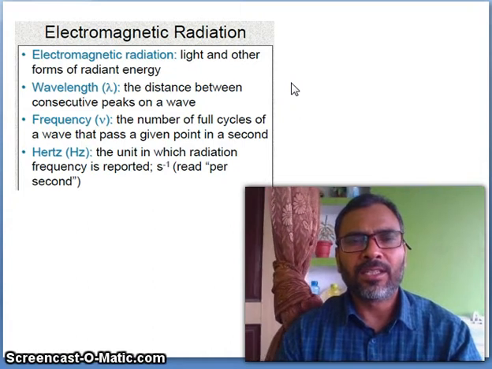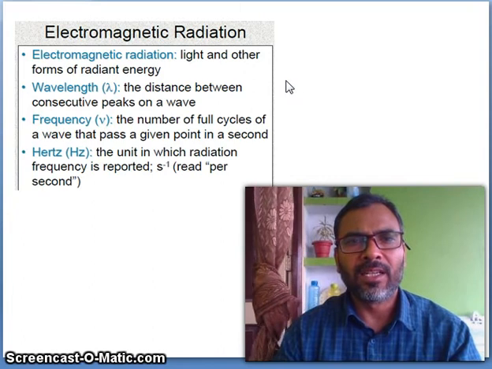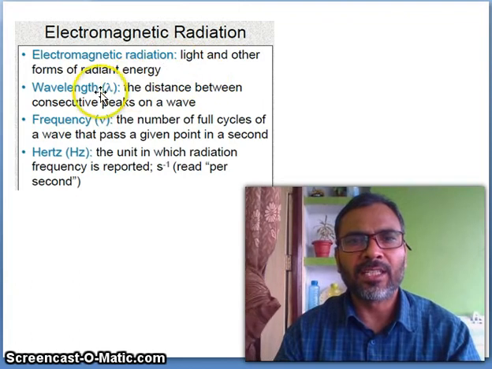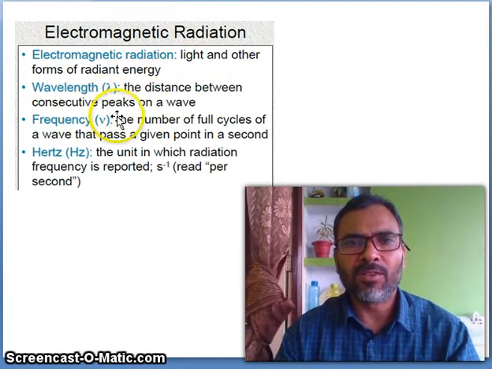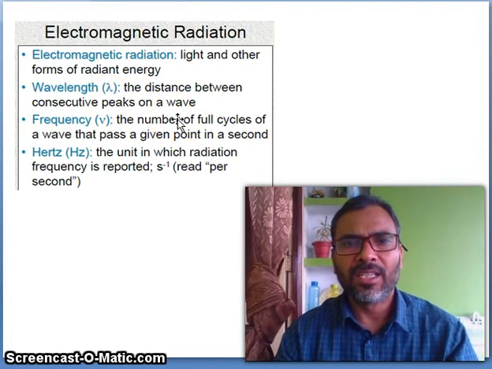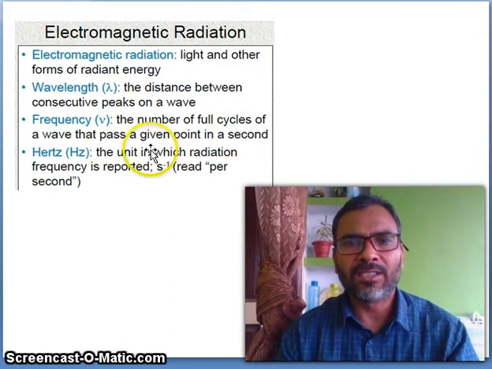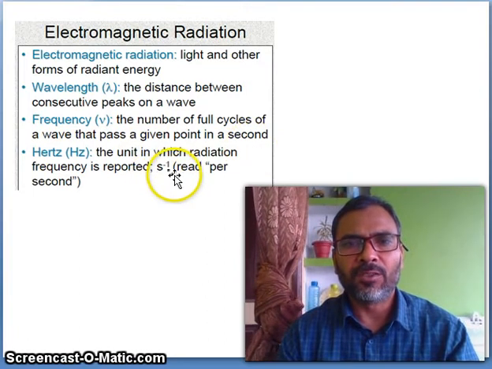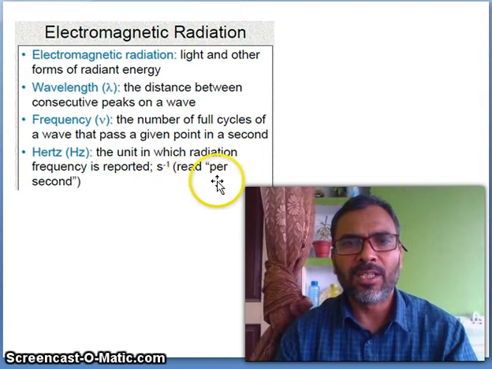I already uploaded many videos on IR. Again, I am talking about some basic electromagnetic radiations. What is electromagnetic radiation? Light and other forms of radiant energy. Wavelength, the distance between consecutive peaks on a wave. Frequency, the number of full cycles of a wave that pass a given point in a second. Hertz, the unit in which radiation's frequency is reported. S inverse, read per second.